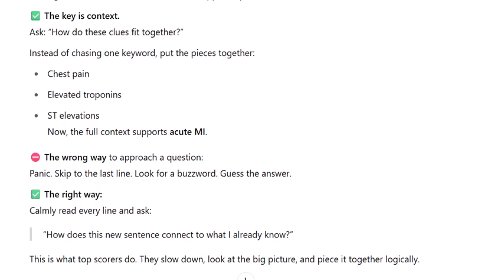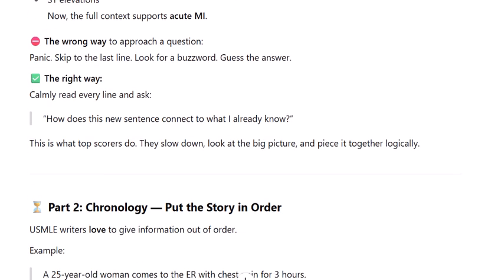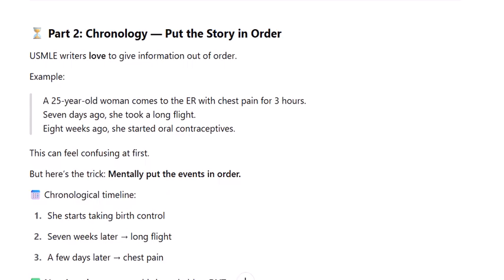Part 2, Chronology. Put the story in order. USMLE writers love to give information out of order. Example: a 25-year-old woman comes to the ER with chest pain for 3 hours. 7 days ago, she took a long flight. 8 weeks ago, she started oral contraceptives. This can feel confusing at first, but here's the trick. Mentally put the events in order.